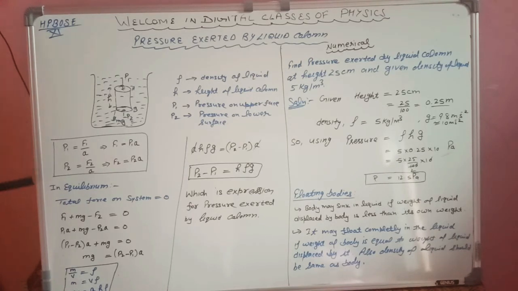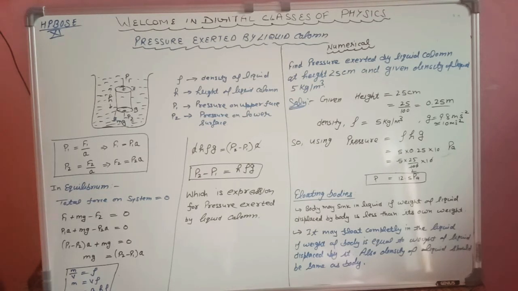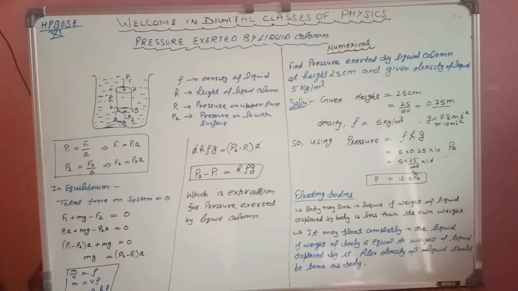Okay, what will happen in equilibrium? Equilibrium means when nothing will move from here to there. That means all forces are balanced, so the total force will be 0. In your lower standard you have studied that if forces are balanced then nothing will move here and there. So total force is 0.